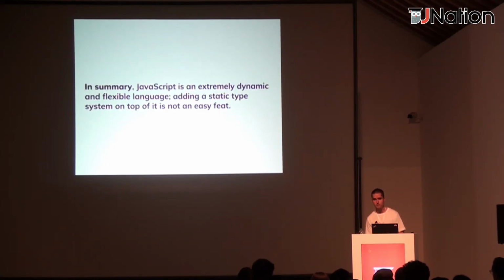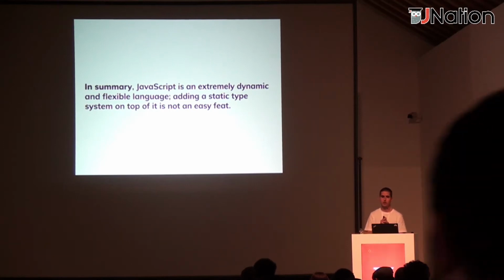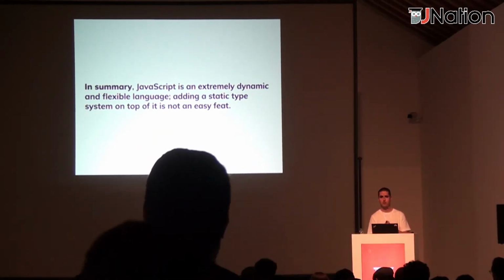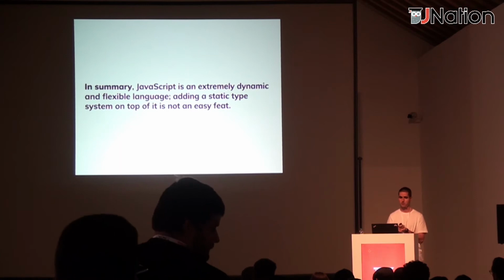And so since JavaScript is so dynamic and so flexible, adding a static type system on top of it is really hard because static type systems are normally strict. They normally force you to play by the rules, which JavaScript doesn't like.